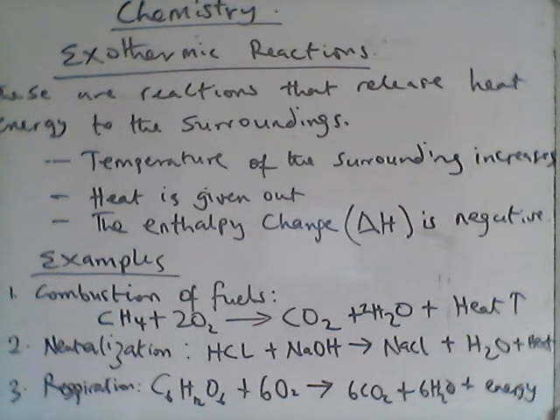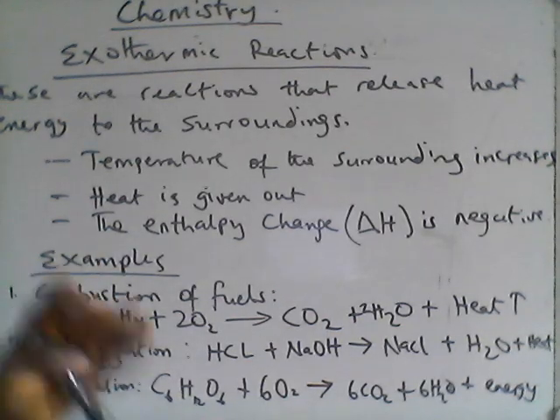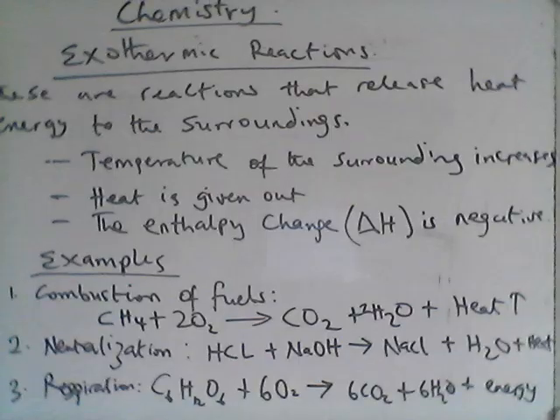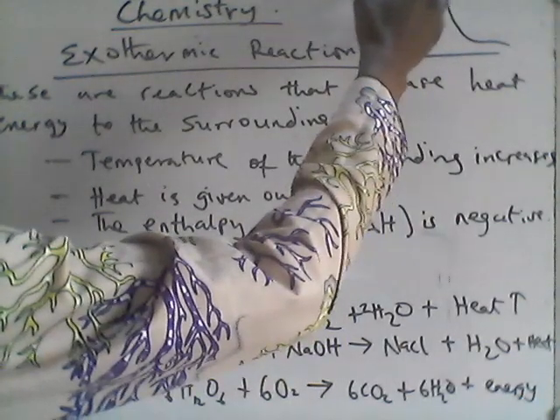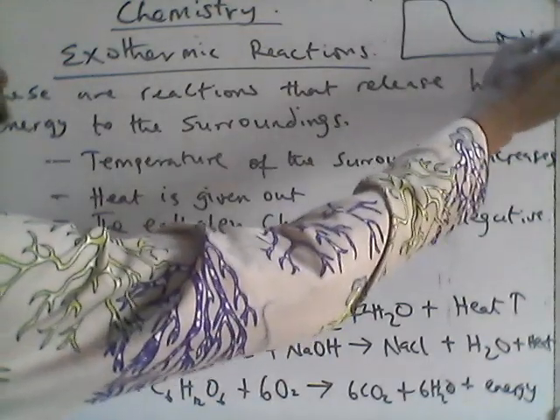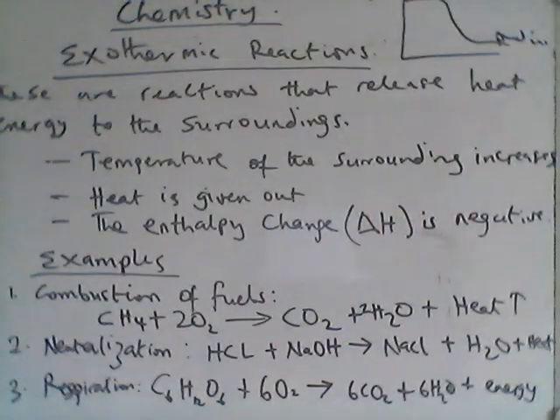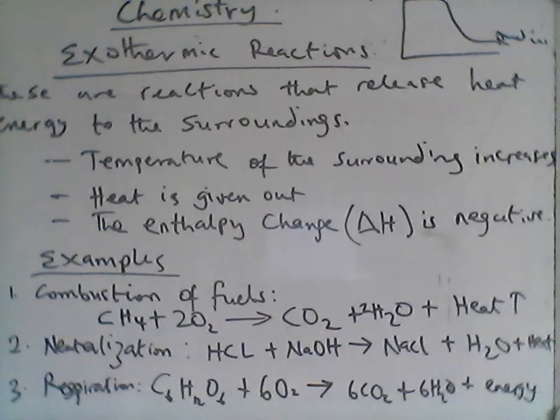The second feature in exothermic reaction is that on the graph, the reactants start high and the products end low. So for exothermic reaction, it looks like this. This is reactants and this is products. So it starts high and ends low, showing that heat is given out.